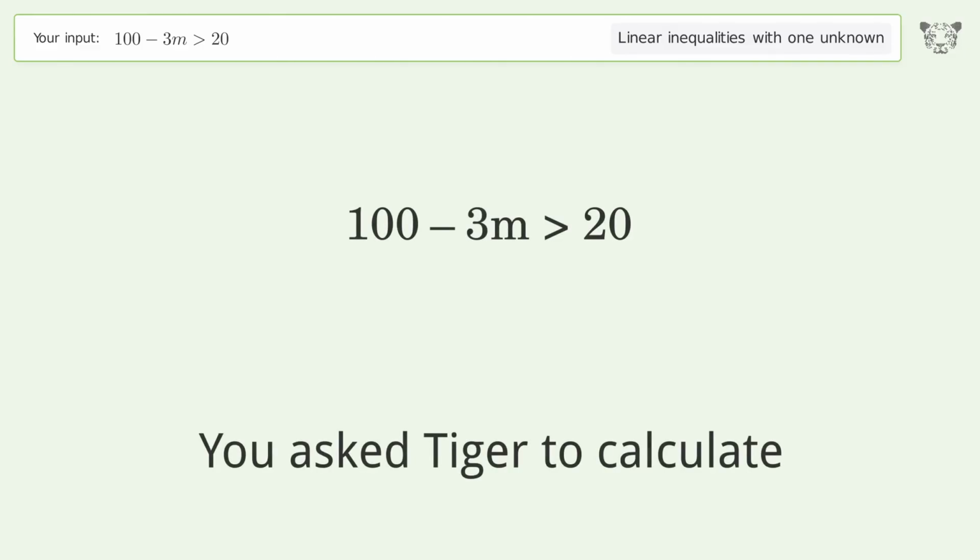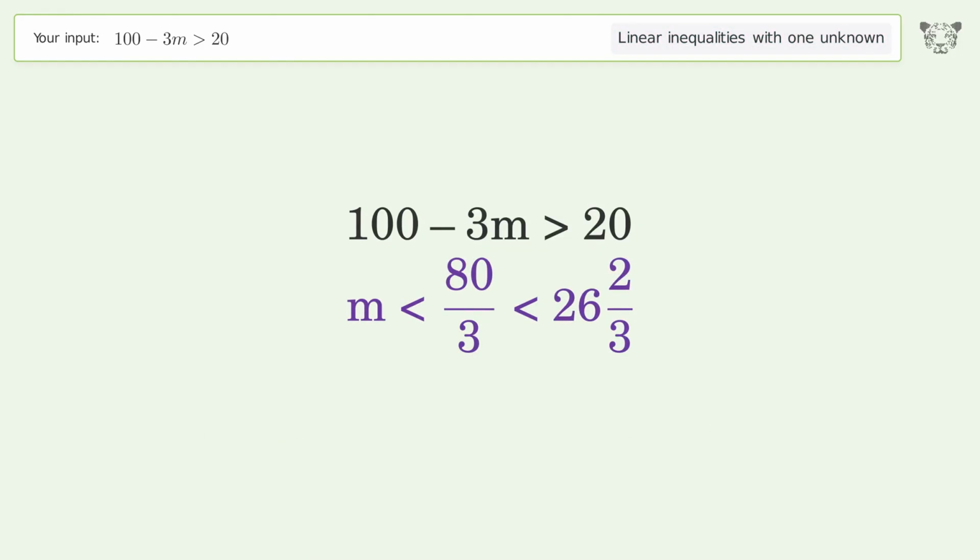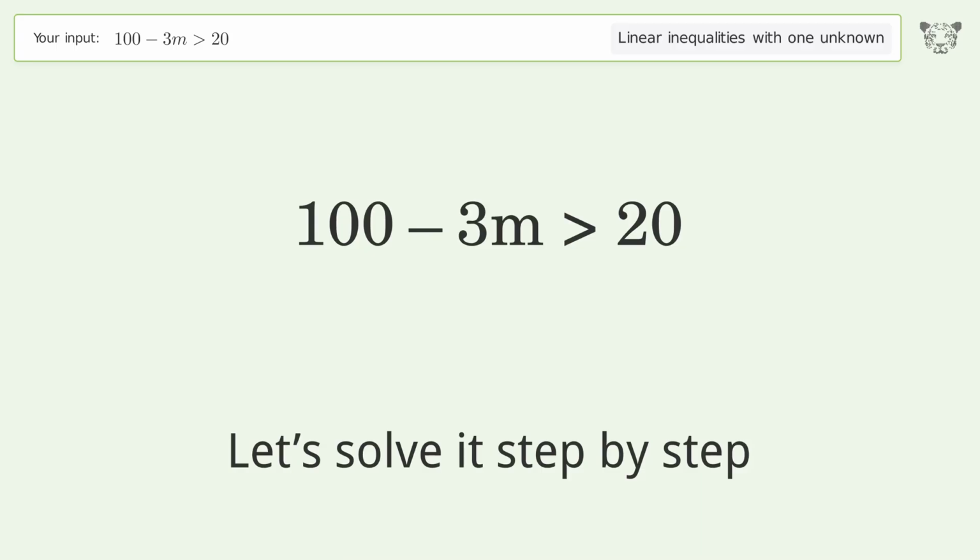You ask Tiger to calculate. This deals with linear inequalities with one unknown. The final result is m smaller than 80 over 3 smaller than 262 over 3. Let's solve it step by step.